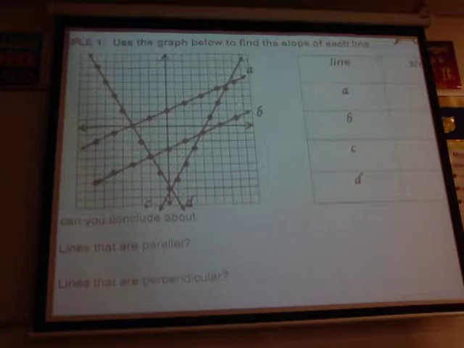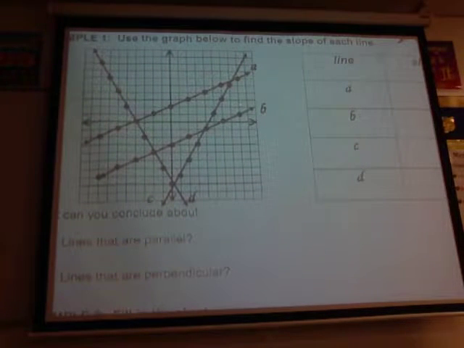So we're not going to write anything right here yet, but what are parallel lines? Right. So what's true of it? Lines that never intersect. That's the key with parallel. What about perpendicular? The key is they intersect, but they intersect at that 90-degree angle. We're not going to write the definitions down there. We're going to look at the slopes and see what we can find out.